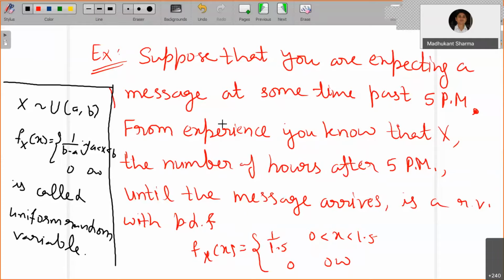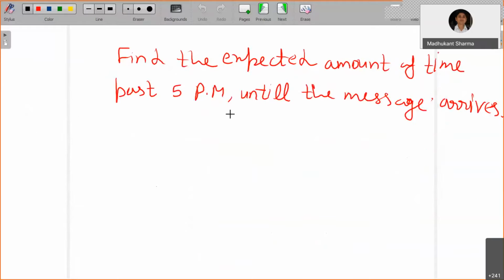Let's say from experience you know that X, which is the number of hours after 5 p.m., is how much delay you will see for arriving of the message, is a random variable with the following density. Now find the expected amount of time past 5 p.m. until the message arrives. So find the expected amount of time past 5 p.m. until the message arrives. So how will you find out?